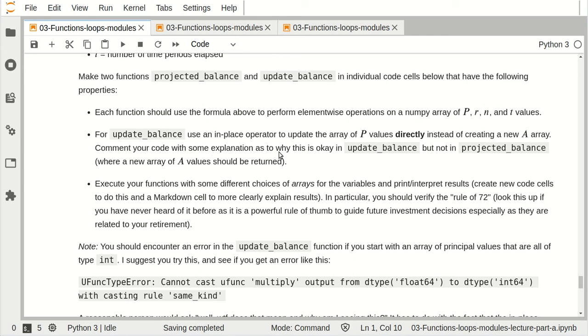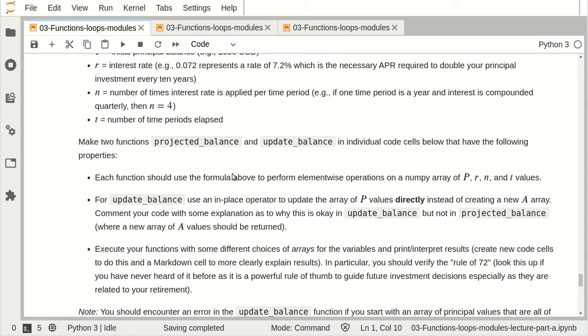Comment your code with some explanation as to why this is okay in update balance, but not in projected balance, where a new array of A values should be returned. So let's think about what the point of this is. Projected balance is just a projection.